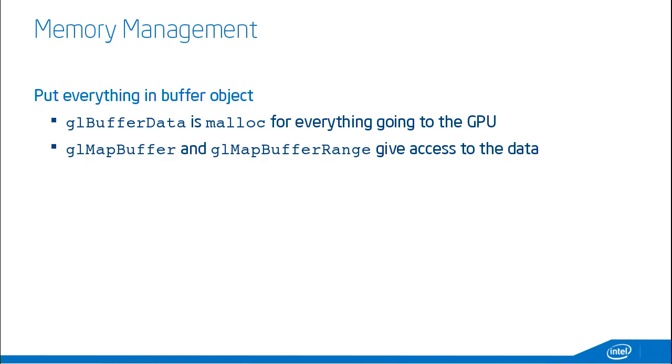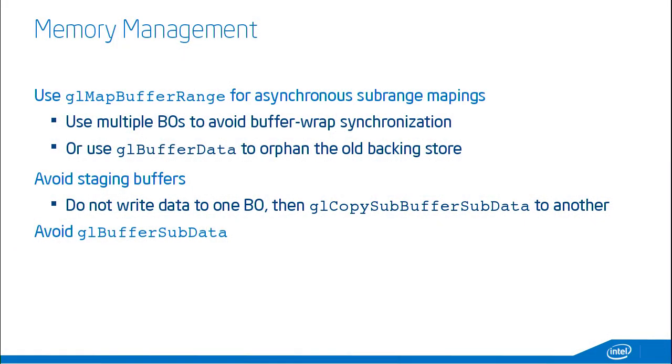Because this is a UMA with a giant shared cache, using either of the mapping commands will generally give you direct access to the actual buffer that the GPU is going to use. So there's none of this copying data around or giving access to some on-card memory that's very slow to access from the CPU. You're just getting regular old cached memory access. So use map buffer range for asynchronous mappings, and use multiple BOs to avoid the synchronization when you wrap around the buffer, if you're using a large buffer to stream in, for example, vertex data.